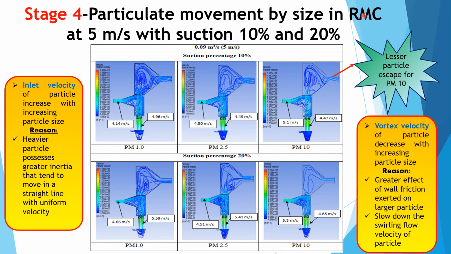This is the particulate movement by size in RMC at 5 m per second with suction 10% and 20%. As can be observed from this table, the inlet velocity of particle increases with increasing particle size. This is because heavier particles possess greater inertia that tends to move in a straight line with uniform velocity. However, the vortex velocity of particles decreases with increasing particle size. This is because of the greater effect of wall friction exerted on larger particles that slows down the swirling flow velocity of particles. Obviously, there is lesser particle escape for PM10.